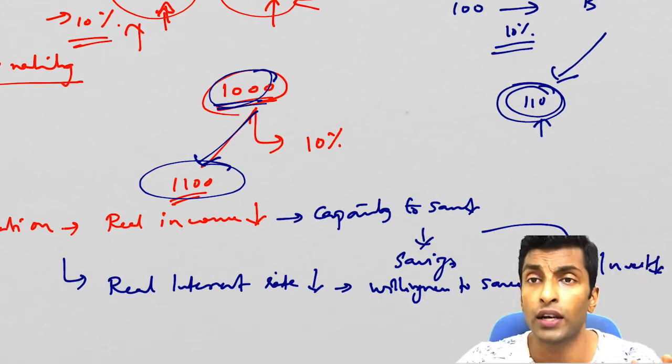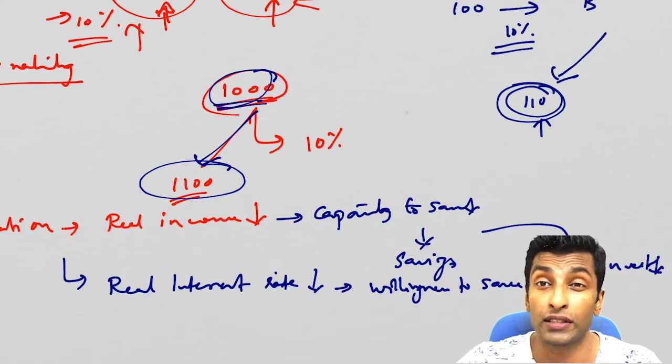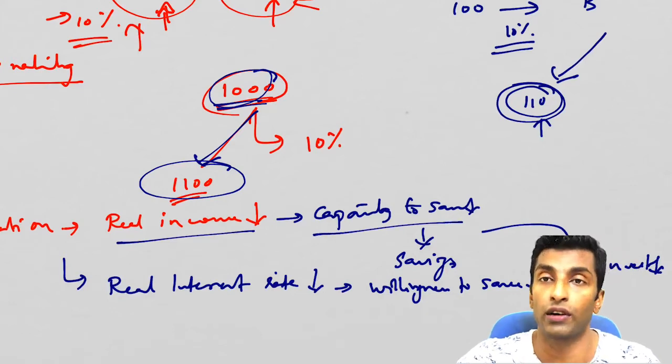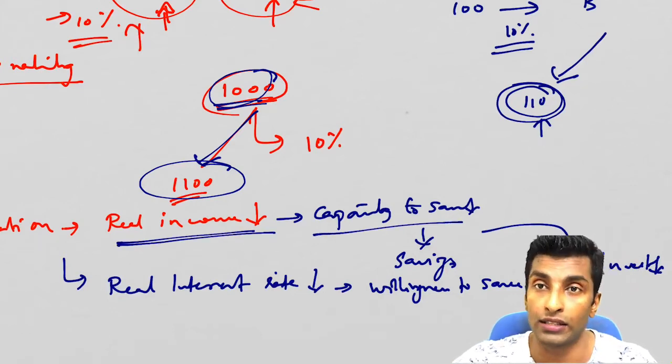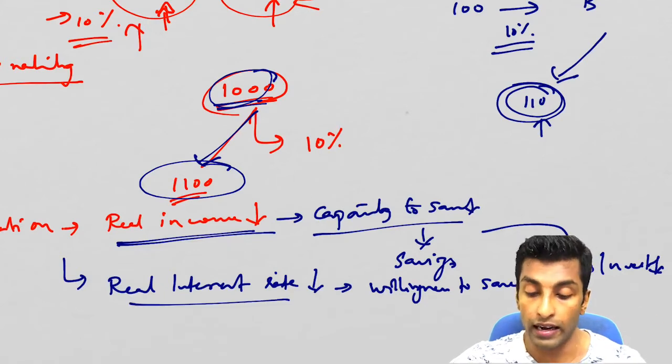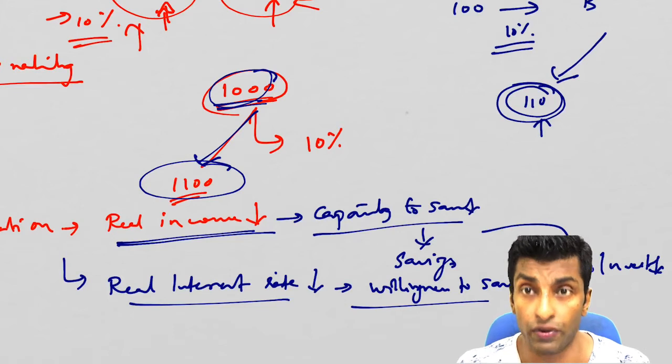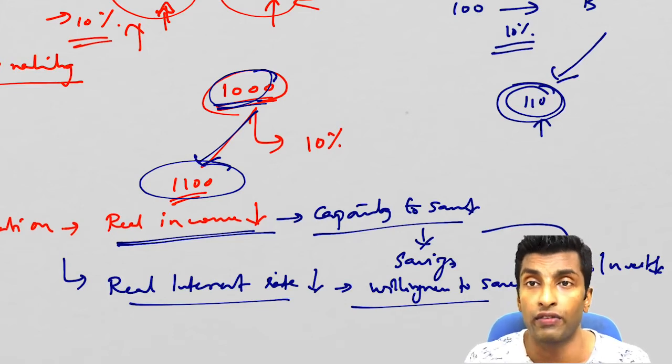So I hope you understood. If there is inflation, it affects the capital formation, thereby affecting the growth of the economy completely. How? Real income is reducing, so capacity to save decreases. Real interest rate is decreasing, so there is no willingness from your side to save either. It is better to spend now rather than saving, because you are not fetching any interest, right?